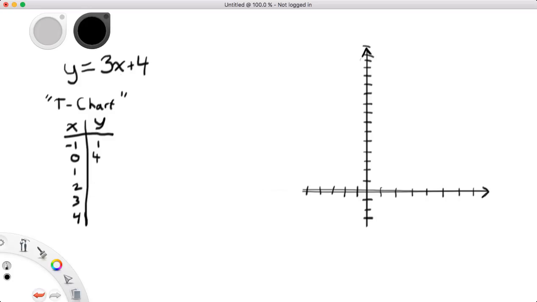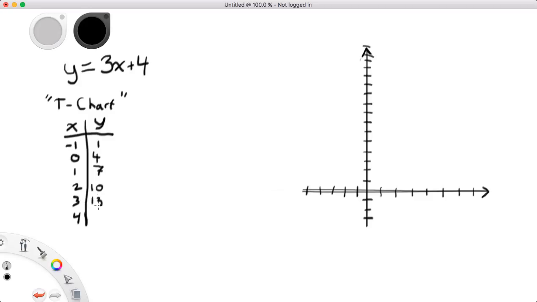3 times 0 now. We're going to plug 0 in as the x. 3 times 0 is 0, plus 4 is 4. That's why it's called the y-intercept. Now we'll plug in 1. 3 times 1 is 3, plus 4 is 7.